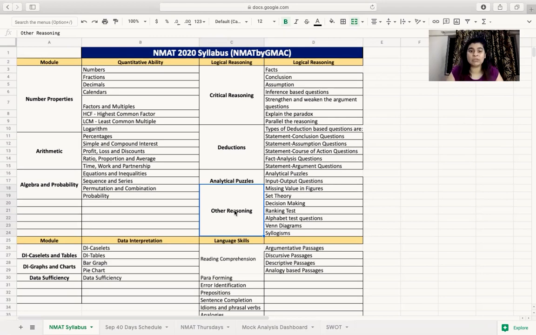Do not lose them out and do not leave them as an option. Plus, they're very easy to score, interesting and fun. I mean, I love solving questions of blood relations. So you should give it a shot for sure and do all of these things very well.